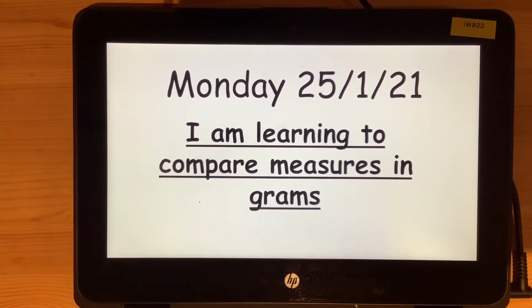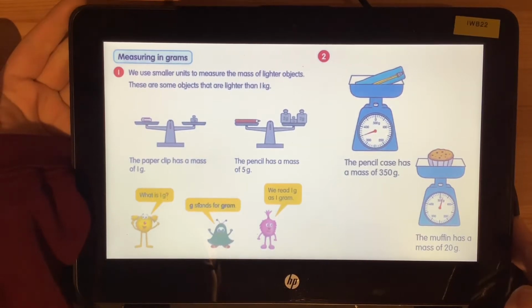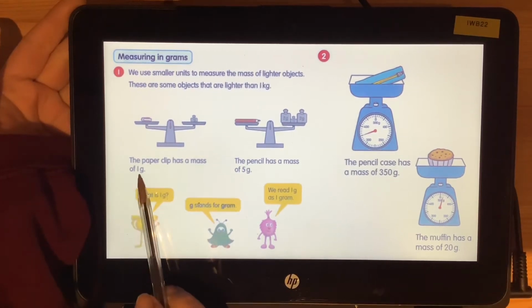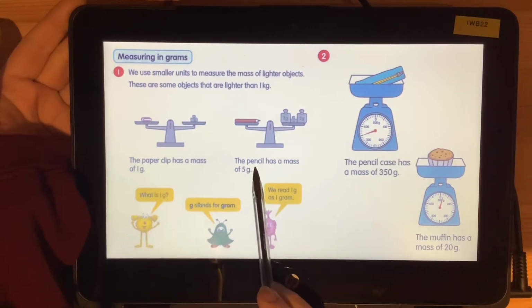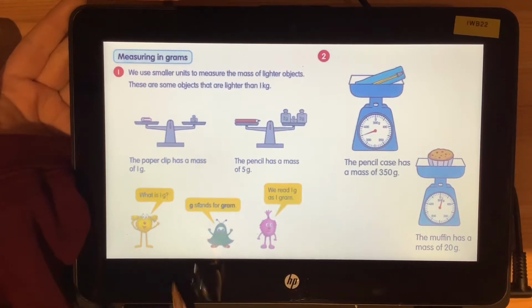Today's maths video is for Monday the 25th of January and we are going to be looking at learning to compare measures in grams. We use smaller units to measure the mass of lighter objects. There are some objects that are lighter than 1 kilogram. For example, the paperclip has a mass of 1 gram. This pencil has a mass of 5 grams.